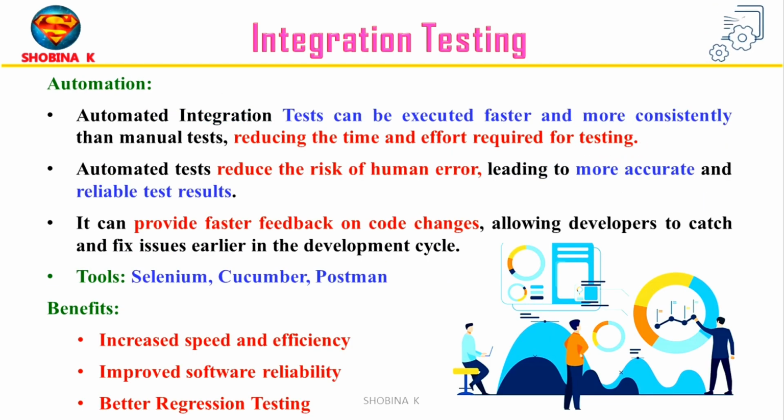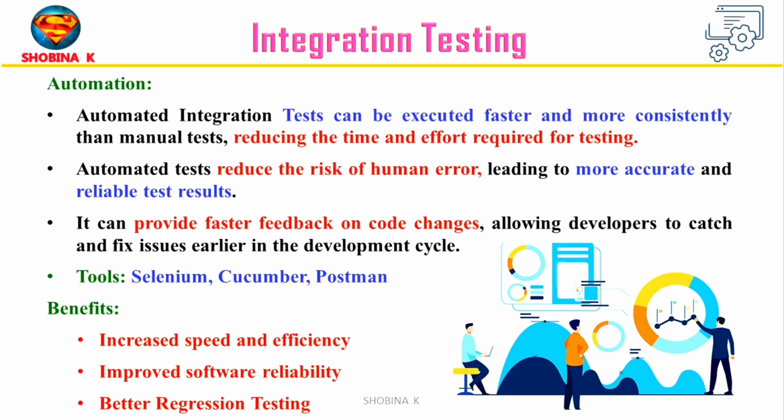Automated integration testing increases efficiency. That is, an automated integration test can be executed faster and more consistently than a manual test, which will reduce the time and effort required for testing. Next, it improves accuracy. Automated tests reduce the risk of human error, so it leads to more accurate and reliable test results. Moving further, it provides faster feedback. That is, automated tests can provide faster feedback on code changes, which allows developers to catch and fix issues early in the development cycle.